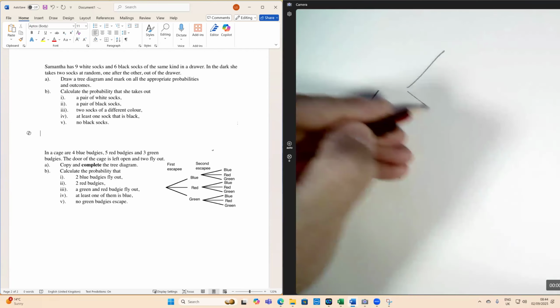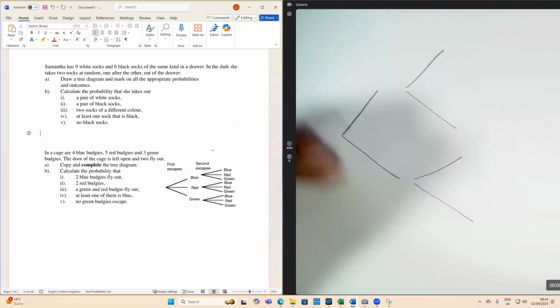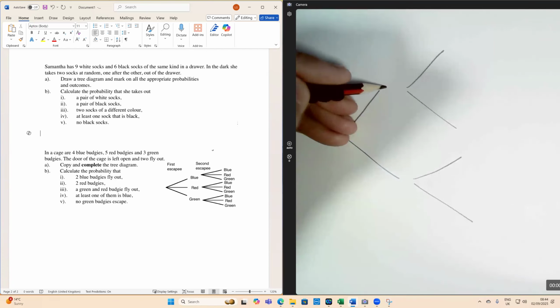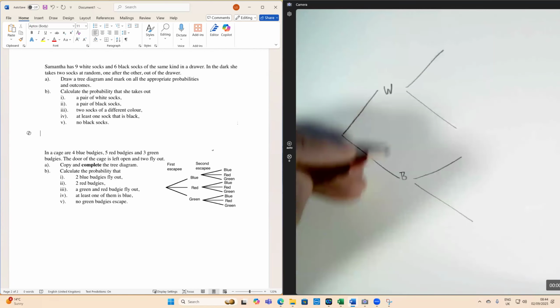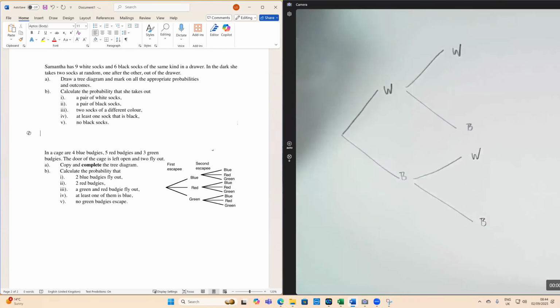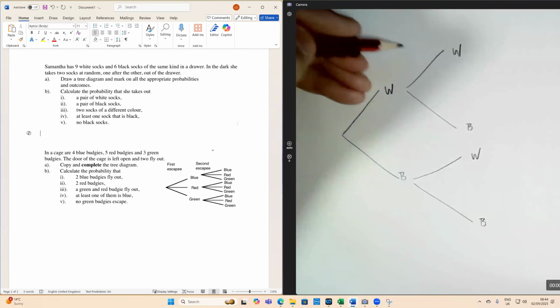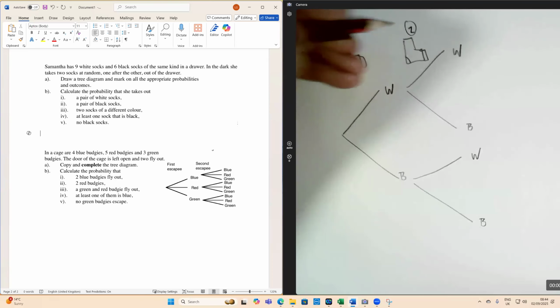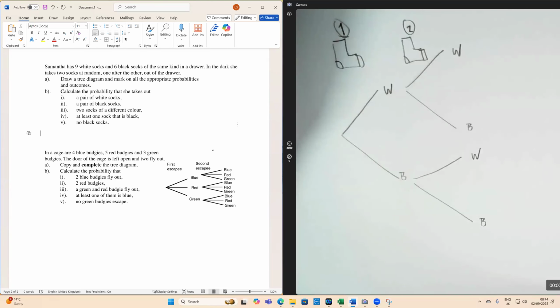This is a tree diagram representing the socks in the drawer. So what have we got? We have white socks and we have black socks. So we're going to have white and black, white and black, white and black. And then we've got sock number 1. There's my amazing diagram of a sock. So I'll call that sock number 1. And then here is sock number 2. So Samantha reaches in and she takes out 2 socks.